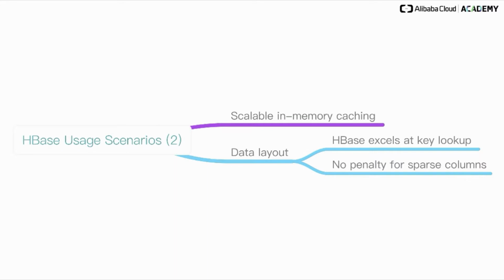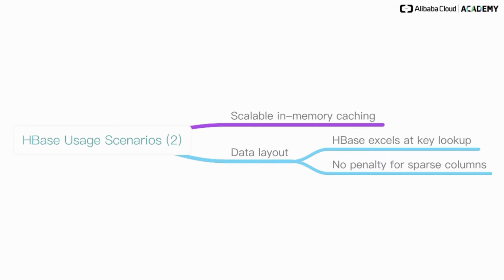HBase provides scalable in-memory caching. Every node in the cluster has a cache associated with it. As metadata and blocks are written, they are cached. Although there is a large amount of stored data, queries often access a small subset. Since data is cached in memory, it speeds up queries by reducing disk I/O.